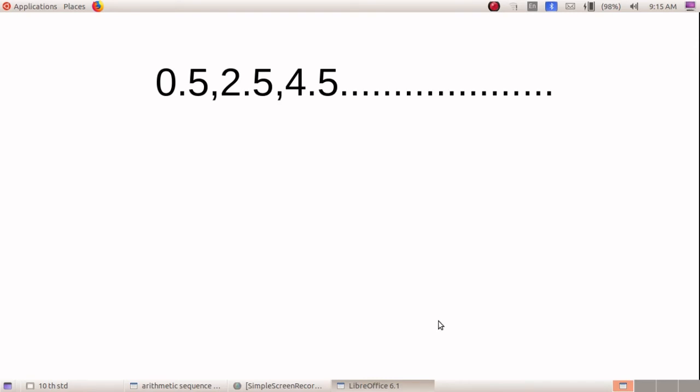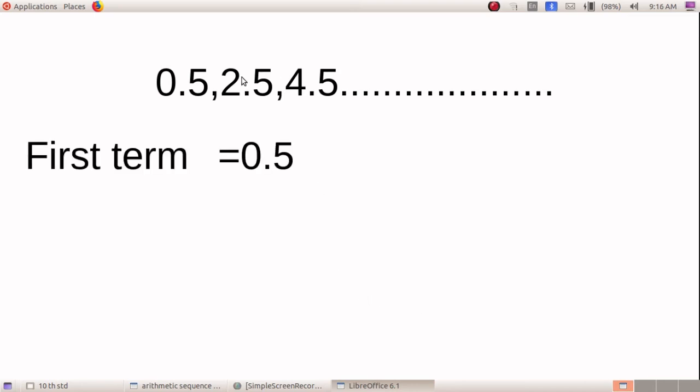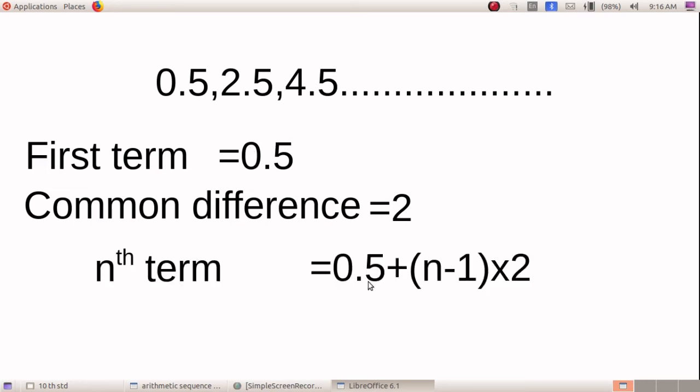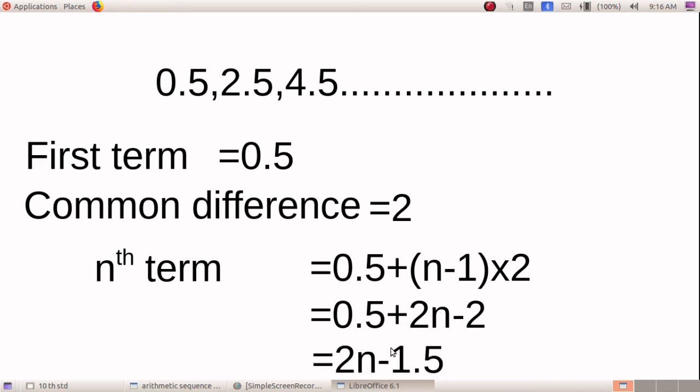Okay, what is its nth term? To find its nth term, its first term is 0.5. The common difference is 2.5 minus 0.5, which gives 2. That is, the common difference is 2. Then the nth term is the first term 0.5, to which we have to add n minus 1 common differences. Here the common difference is 2. Therefore n minus 1, 2s are to be added with the first term 0.5. On reducing this, it will be 0.5 plus 2n minus 2. Therefore 2n is written first. It is 2n minus 1.5.